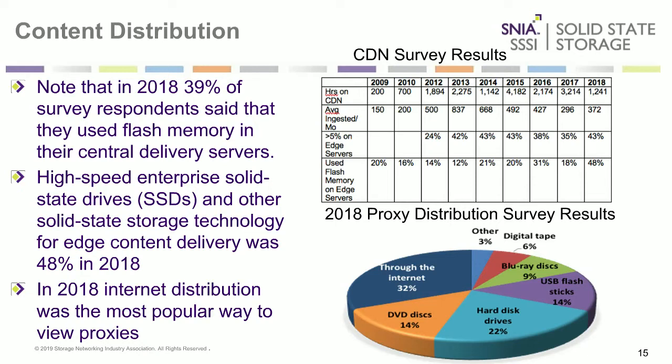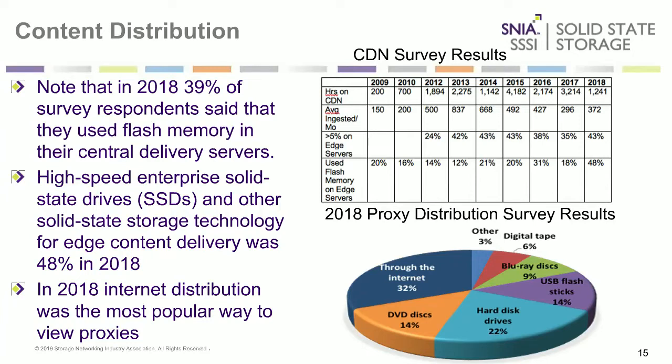And a final slide then on the content distribution. This again is from the survey work. In 2018, 39% of the survey respondents said they use flash memory in their central delivery servers. You can actually see some of those trends in the table on the upper right side. High-speed enterprise solid-state drives and other solid-state storage technology was about 48% usage in 2018.